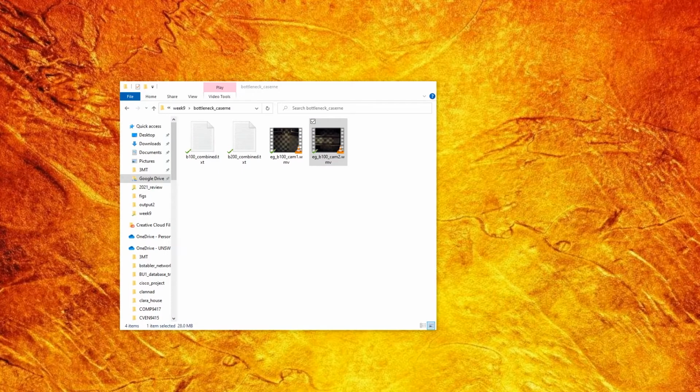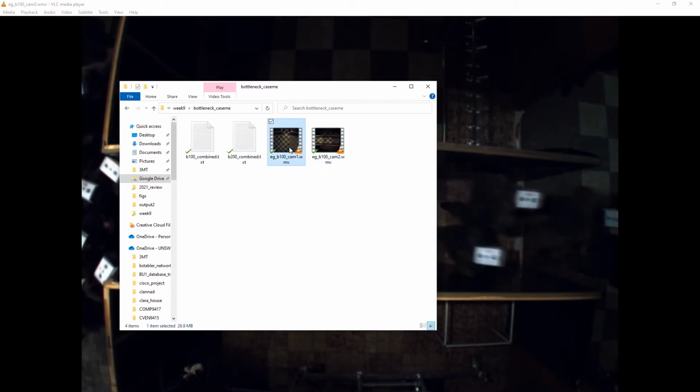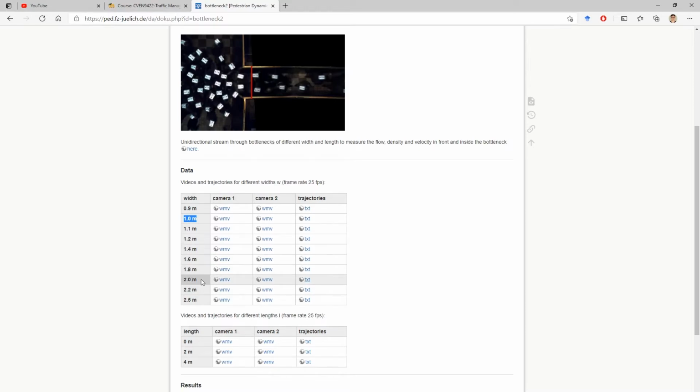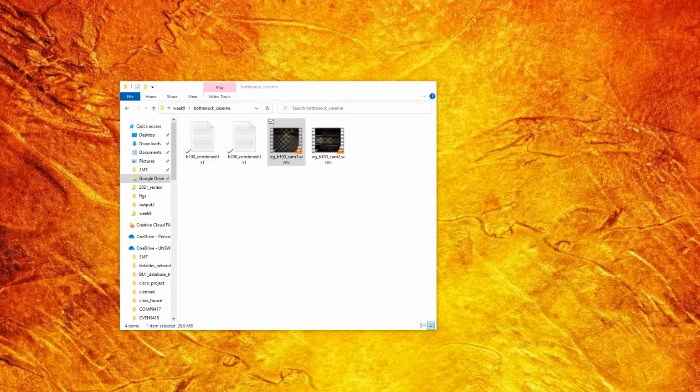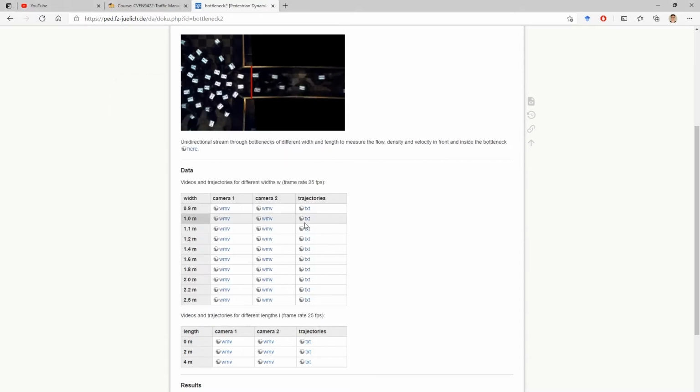Wait. Oh, I think they are the same experiment. I think both of them are 1 meter wide. So if you want to watch the 2 meter, just download this. But they have two cameras, so both of them are 1 meter wide, just from different angles. I just downloaded B100 and B200, just this file and that file.